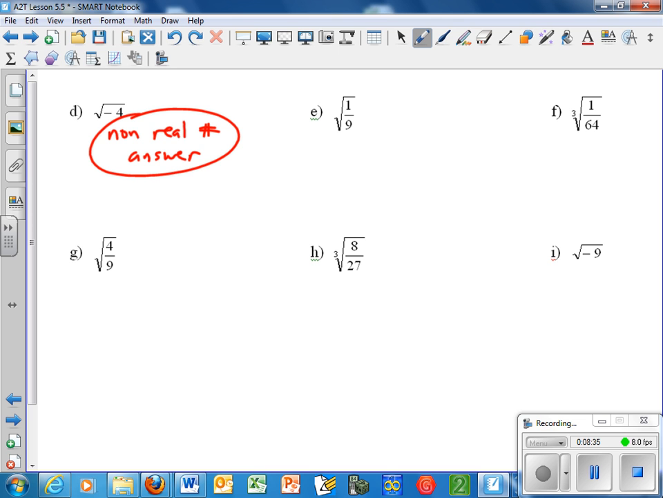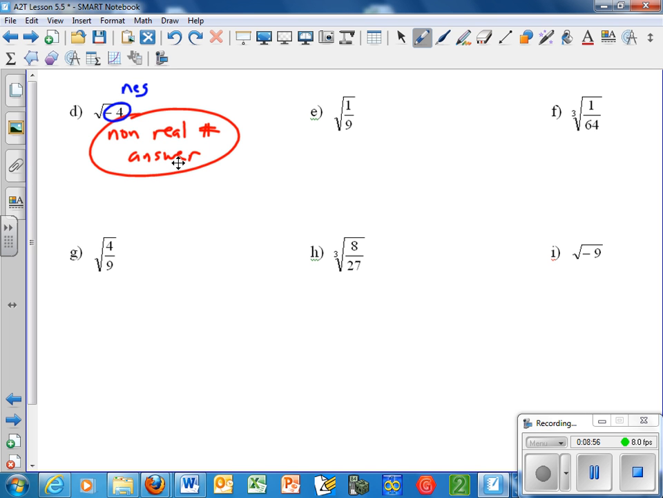We'll get to the imaginary unit i and dealing with complex numbers at the end of this chapter. So this is a non-real number answer because of a negative underneath the root. Again, it's because of the negative underneath the root.